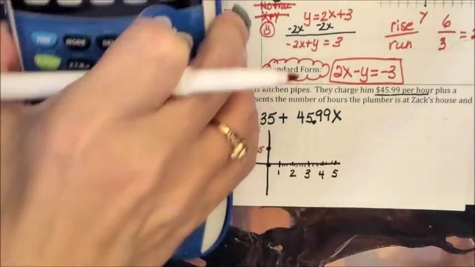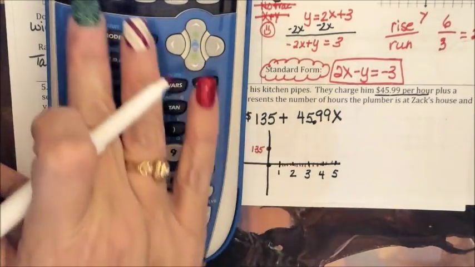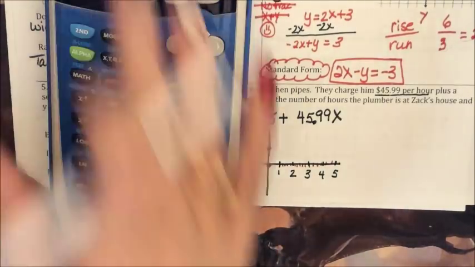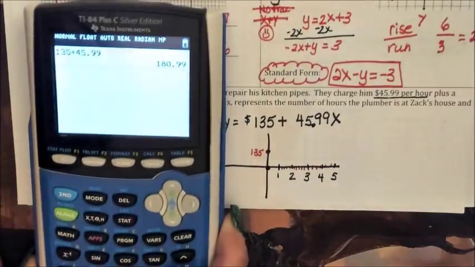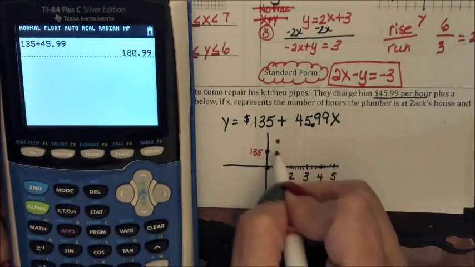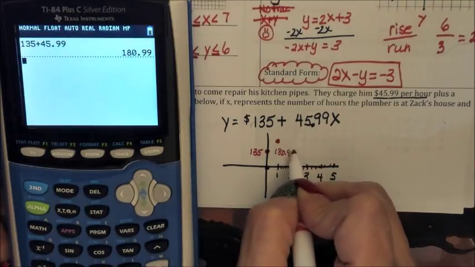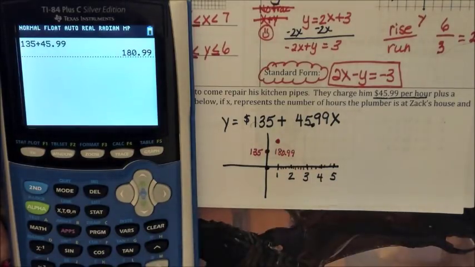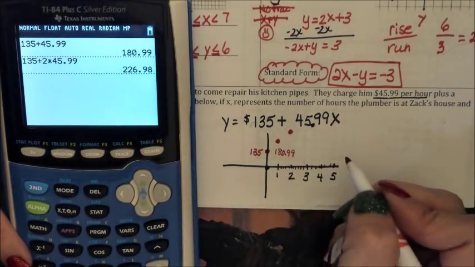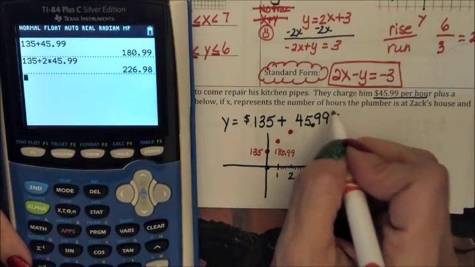If he stays for 1 hour, let's look at this. If he stays, $135 plus $45.99, that's my 1 hour mark, right? It's $180, so we'll just put it right here. We'll call that $180.99. If he stays for another hour, $135 plus 2 times $45.99. Boy, I'm telling you, this guy's making a killing. $226.98. So it's going to keep going up, right?